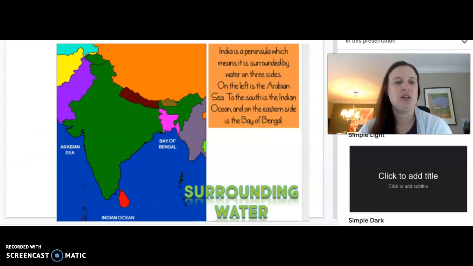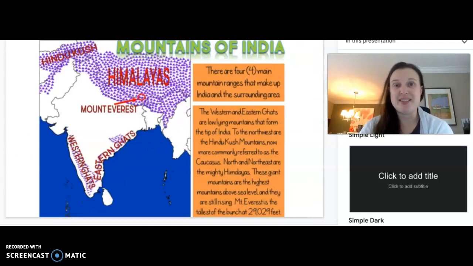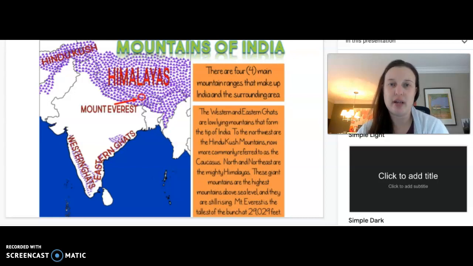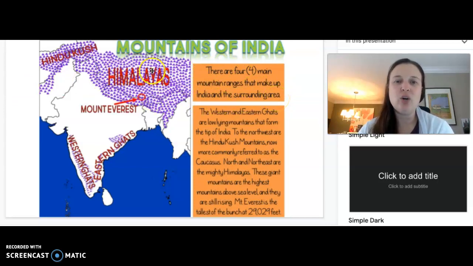Okay. Now we're going to learn about the mountains. If I think about some of the most famous landforms in all of India, I definitely think about the Himalayan mountains because it's the highest mountain range in the whole world. This text says there are 4 main mountain ranges that make up India and the surrounding area. So let's look at the map. Here we have the Himalayas, and wow, it's so many mountains. It's really incredible to have all those mountains very close together.